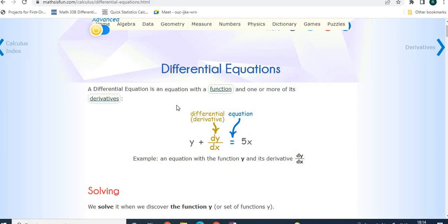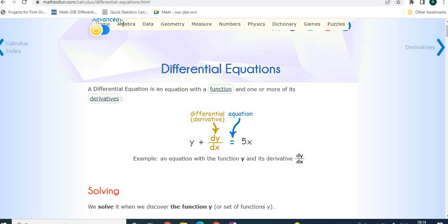Hello my dear friend, today I am going to start my recording as chapter number 8, differential equations. Before starting, I am using this website which is called Math is Fun for explaining the topic.